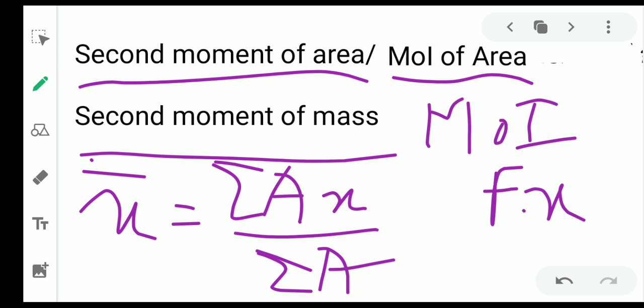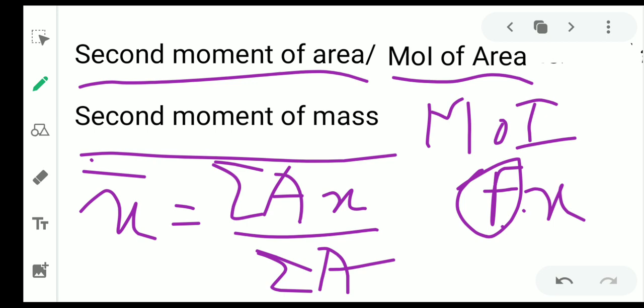Okay, but when we consider the area, what will it be? A into x, because instead of force we are using area. So it will be A into x. Fine, so it will give the centroid. So first moment of force or first moment of area: remember, first moment of area will give you the centroid.